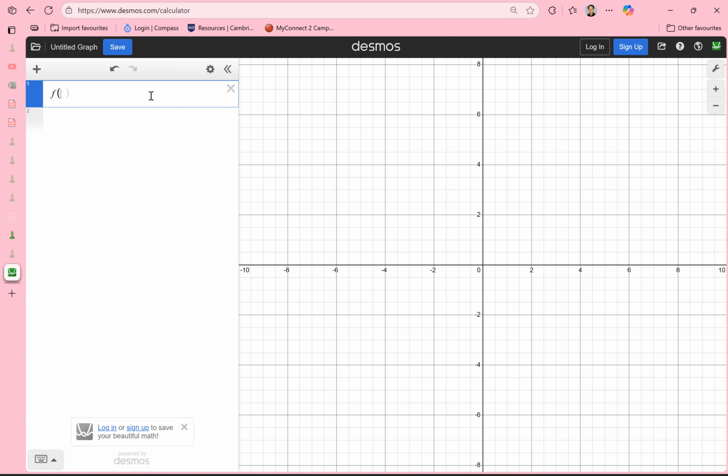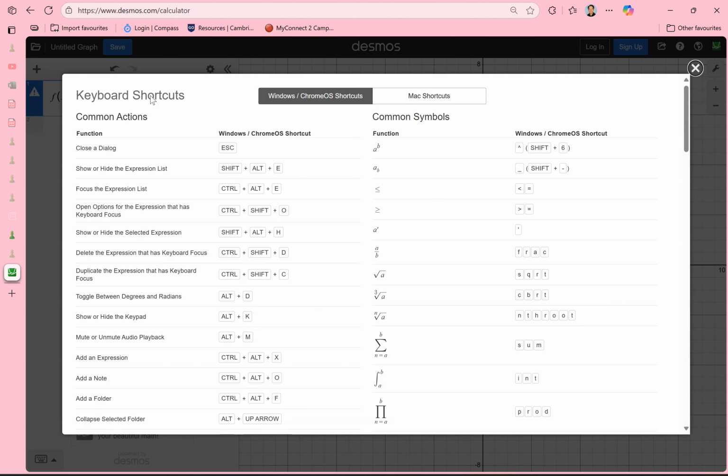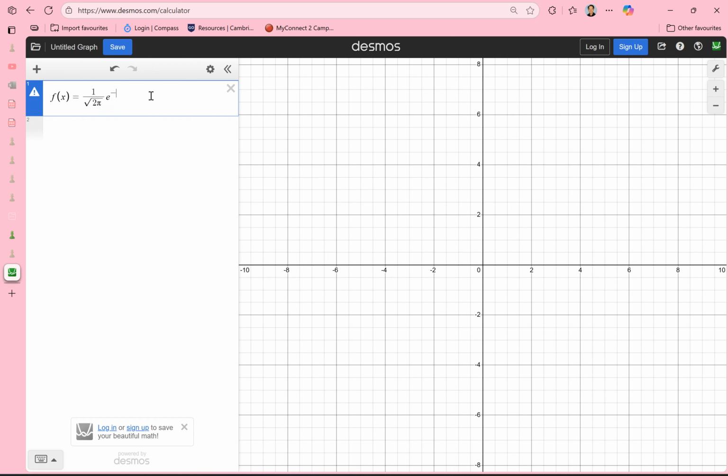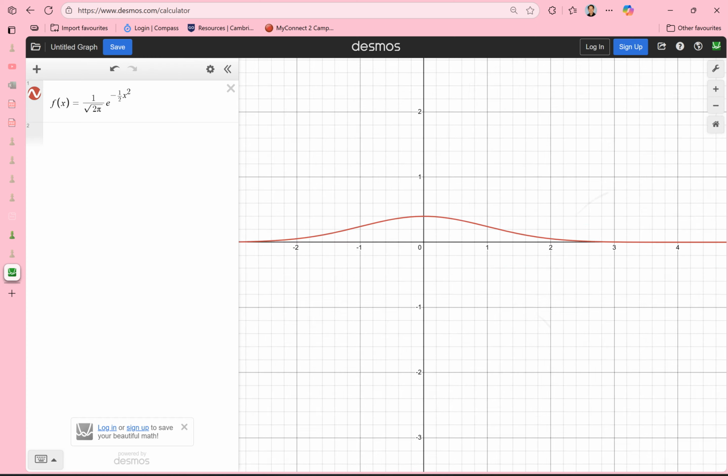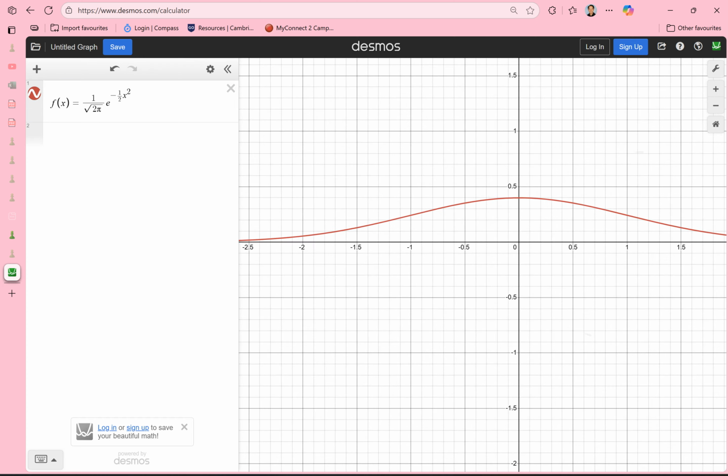All right, so let's type it in. f(x) is equal to 1 on the square root of 2 pi, e to the power of negative 1/2 x squared. There we go. So I'm going to zoom in. So this is your symmetrical shape, right?